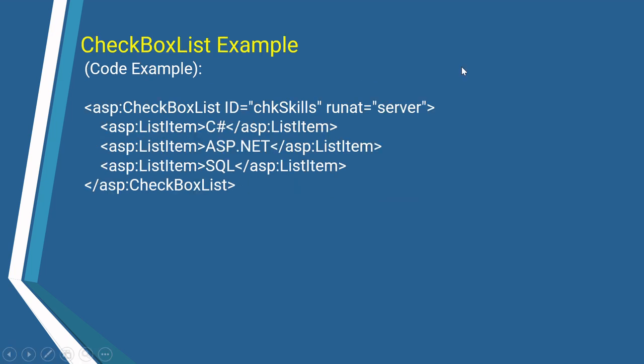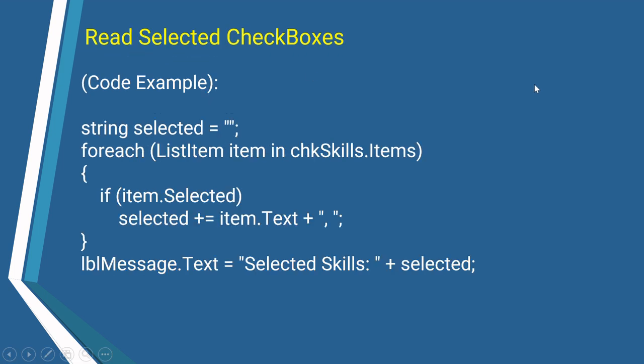The checkbox list control lets users select multiple options. It's perfect for skills, interest, or any multiple choice list. To get selected values from a checkbox list, loop through its items and check which ones are selected.